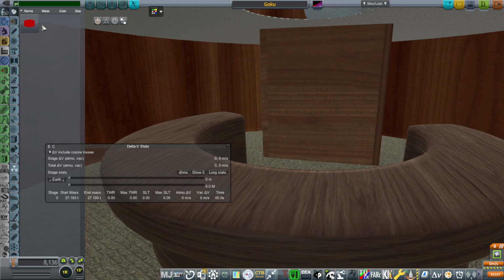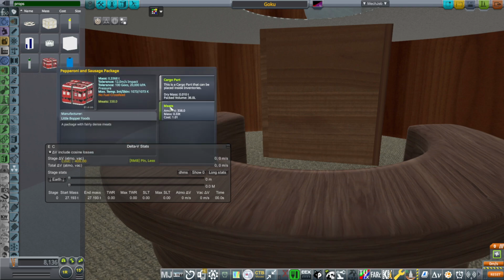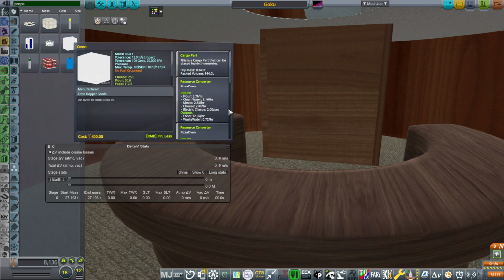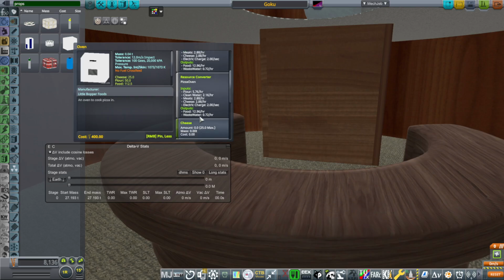And so we've got these elements, and in the oven, you need flour. I created the resource flour. It's a thing. You need water, you need meats. This contains meats in the form of pepperoni and sausages. You need cheese, and you need electric charge, and it outputs food and wastewater. So that's how it is.